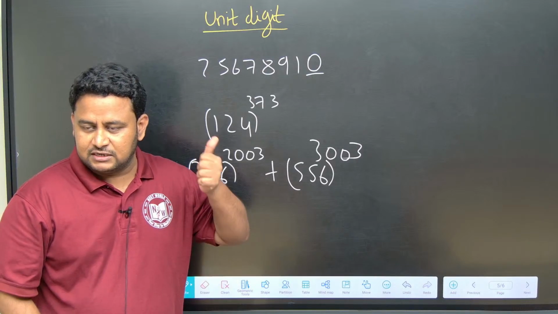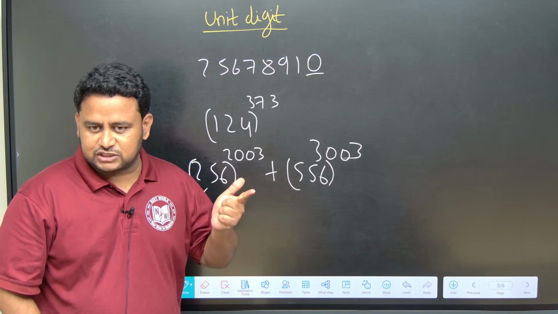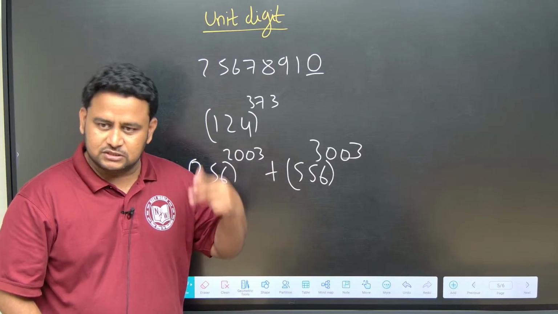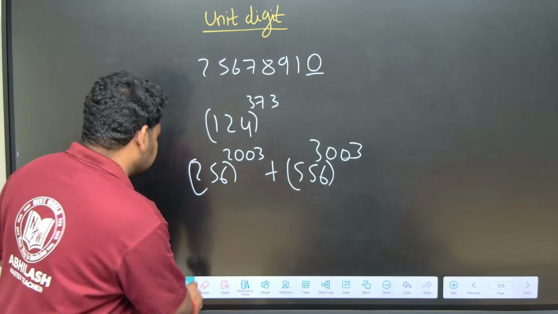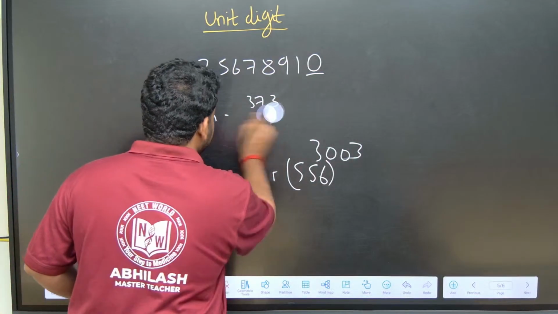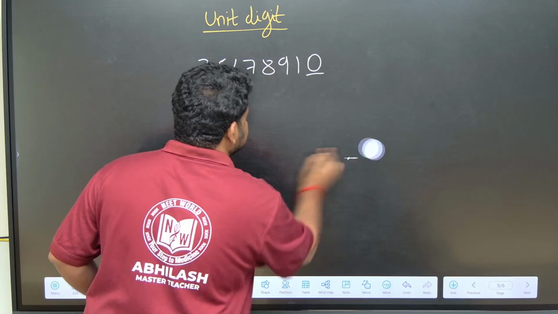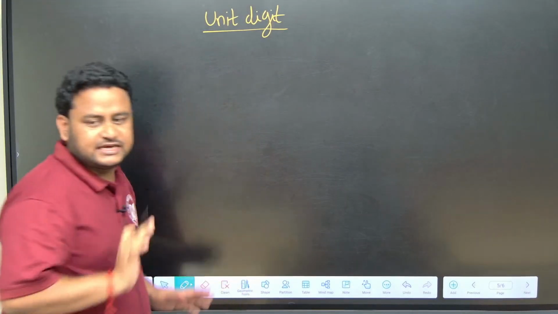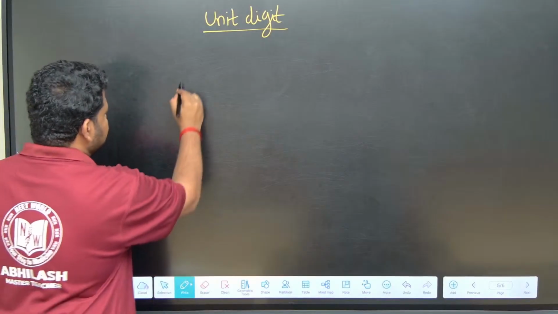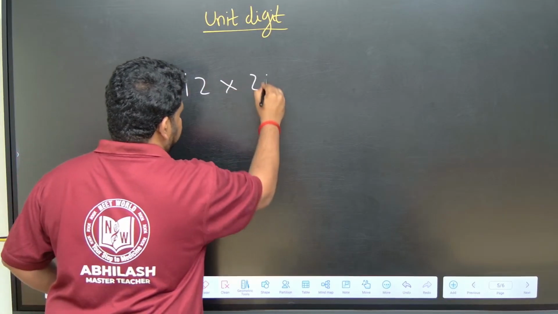So till now we learned divisibility rule, classification of numbers, and number of zeros. Those who have not watched, please watch those sessions. Now we will start unit digit. I will tell you how to solve this type of question, but before that, let us see some basic level questions that have also been asked in the examination.